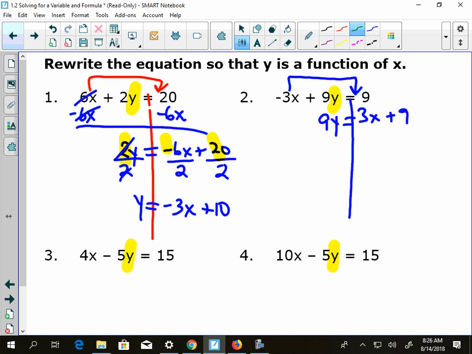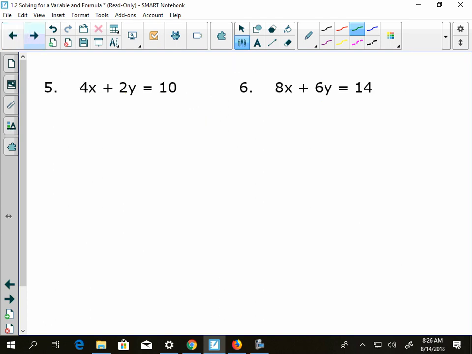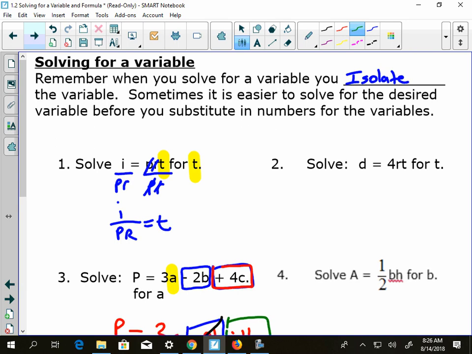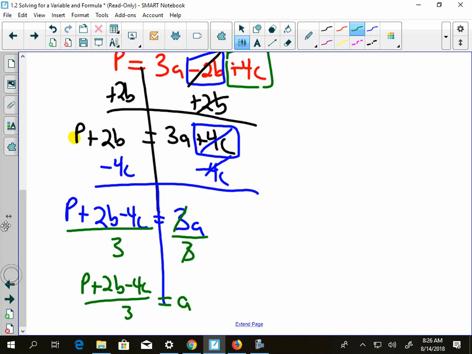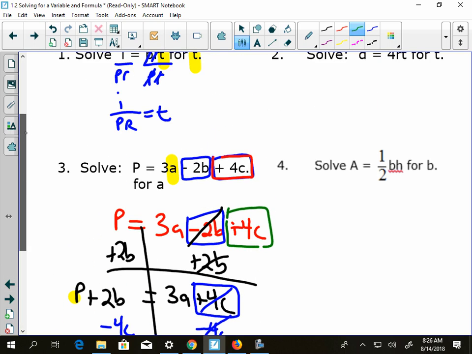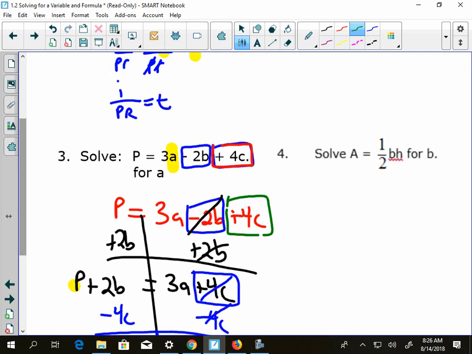This is different. So what you need to know is, if you're isolating the y, you have to divide everything. If you're just trying to isolate a variable in a formula, you just put that number underneath and leave it just like this right here. Okay? Wow. That's a lot of steps, isn't it?